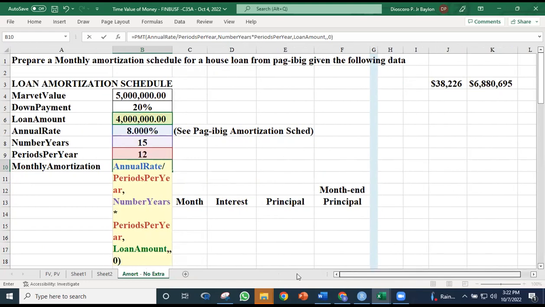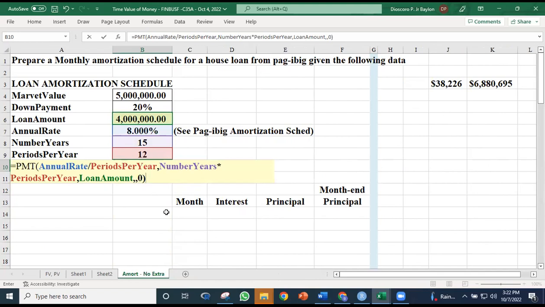So take a look, please, at our PMT. Annual rate divided by the periods per year, and then the number of years multiplied by periods per year. That will be the total number of NPER. Then our present value, the loan amount, this amount, no future value. Since this is an ordinary annuity, we type 0, or it's the same as ignoring this. It's okay not to type those things, but let me just let it stay there.